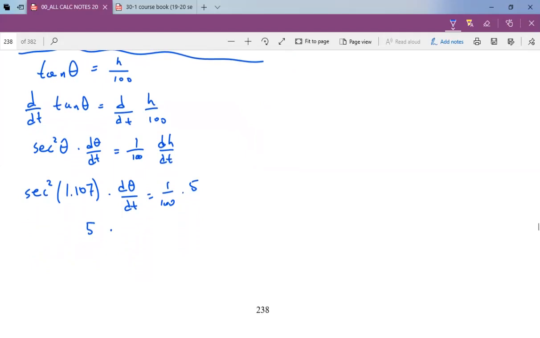Depending on how many decimal places you hold in your calculator, if you're using your shift and then answer function on your calculator, that should be exactly 5. So 5 times d theta dt equals 5 over 100, which simplifies to 1 over 20. Divide both sides by 5. It should be 1 over 100.